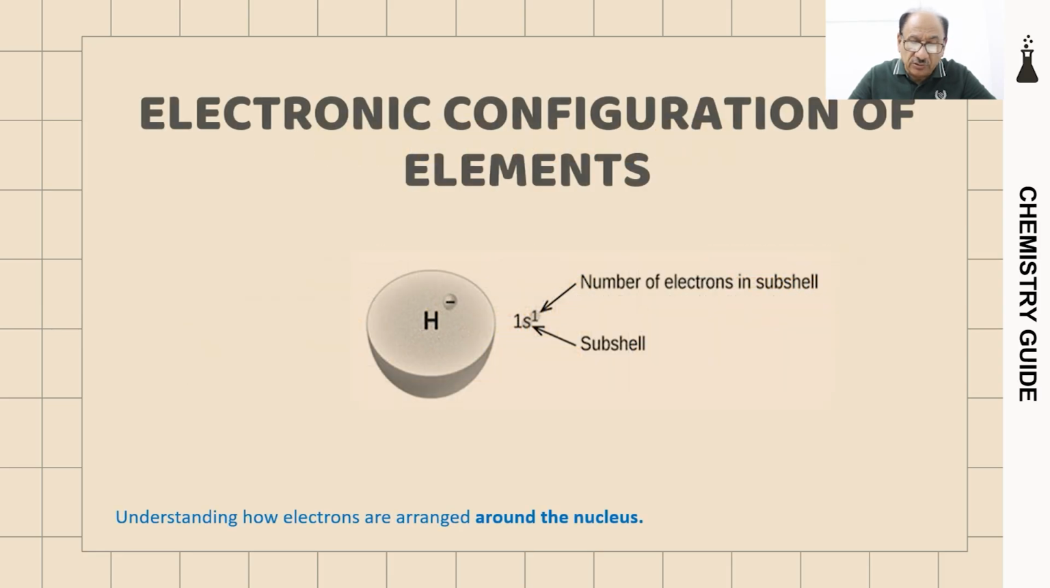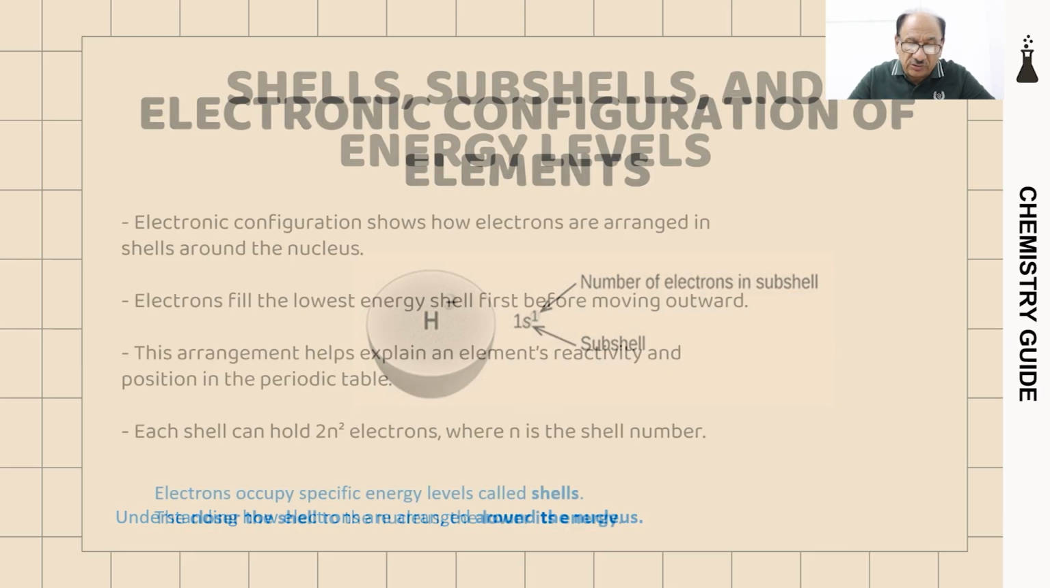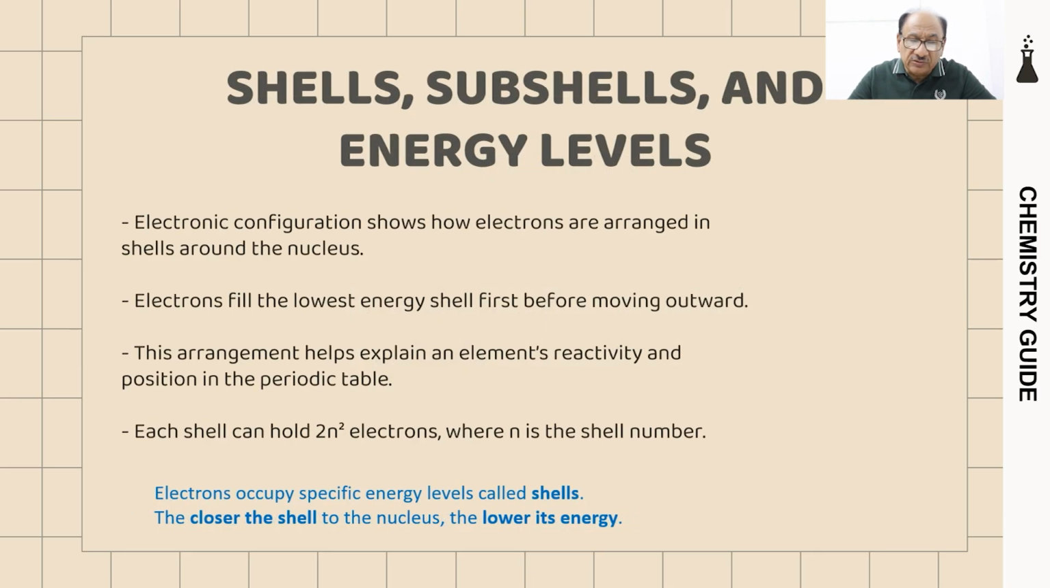Hopefully you understand everything. Electronic configuration of elements: for example, hydrogen, which we have shown over here, is 1s1. When we are writing 1s1, the superscript is the number of electrons in the subshell, and s is the subshell. We will be going into detail to understand how electrons are arranged around the nucleus, and shells, subshells, and energy levels.